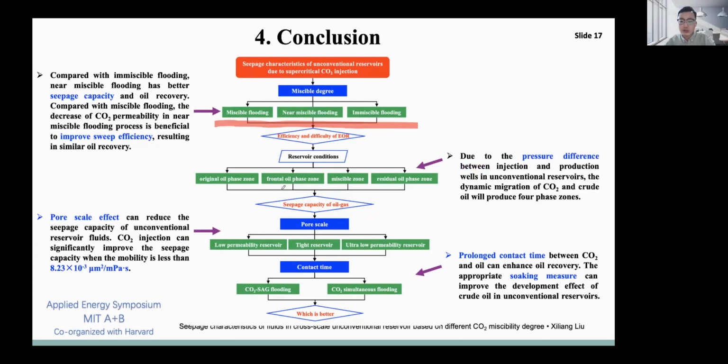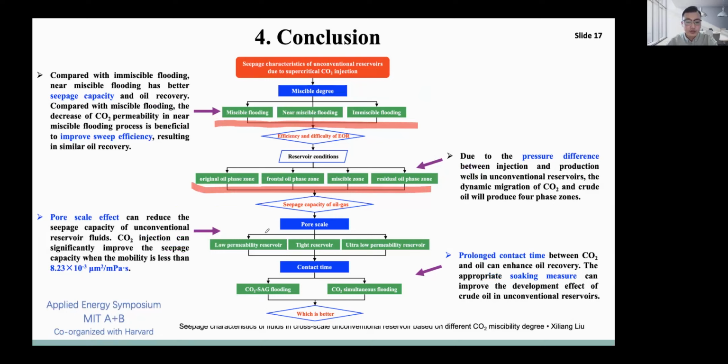Due to the pressure difference between injection and production wells in unconventional reservoirs, the dynamic migration of CO2 and crude oil will produce 4 phase zones, namely original oil phase zone, displacement front phase zone, miscible zone, and the residual oil phase zone.